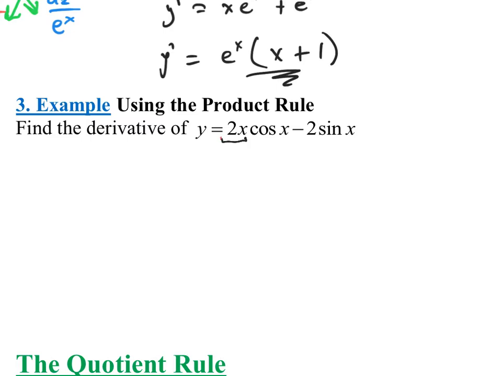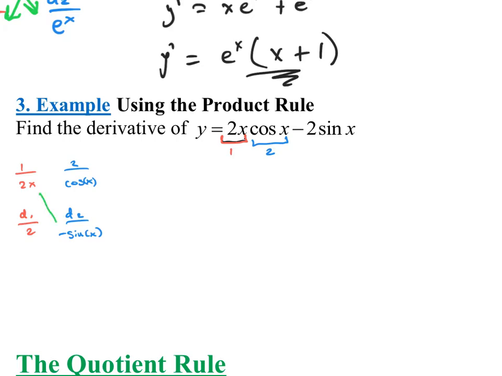The first function here I'm going to call 2x. The second function here I'm going to call cosine of x because it's the product of two functions. Again, you need the first, which was 2x. The derivative of the first, well, the derivative of 2x is 2 times 1, which is just 2. We need the second, which is cosine of x. Then we need the derivative of the second. The derivative of cosine of x is negative sine of x.